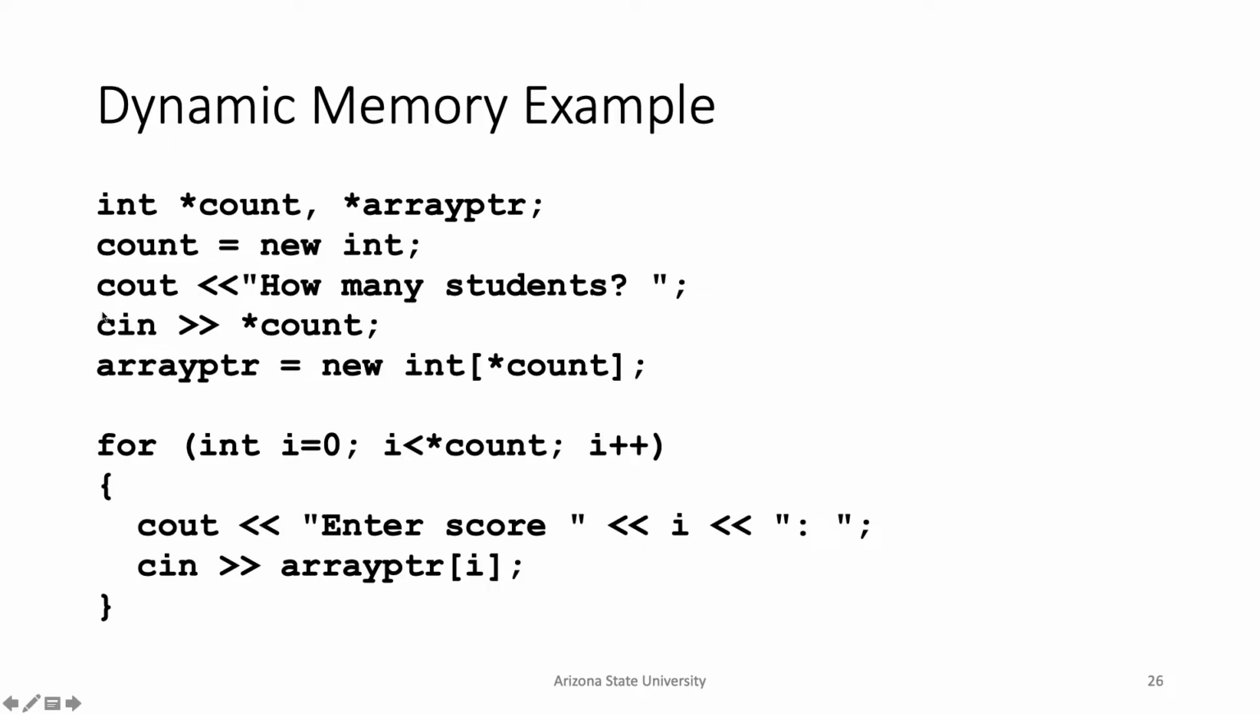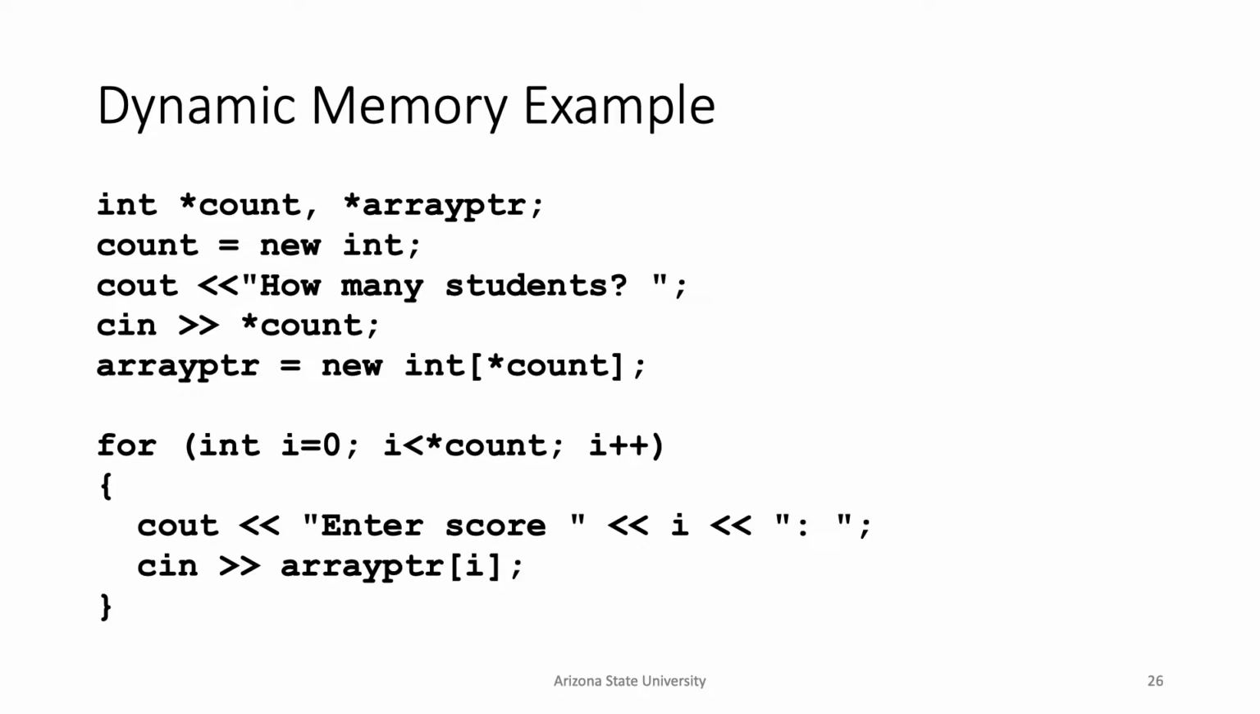I print how many students, cin, so I cin to count. What if I remove the star on the cin part? What would that do instead? Putting the star there because count is a pointer, star count is the value that is the value initialized in count. But what if I remove the star? Yeah. Right, I'd be setting the address instead.